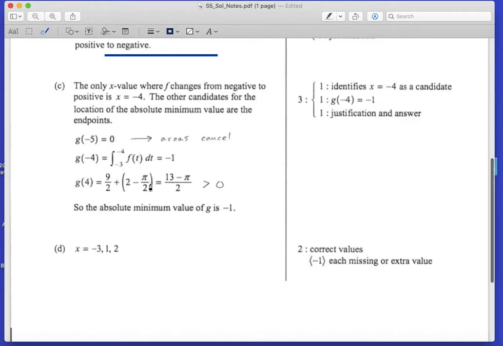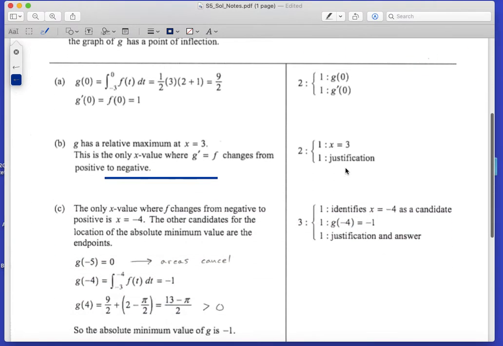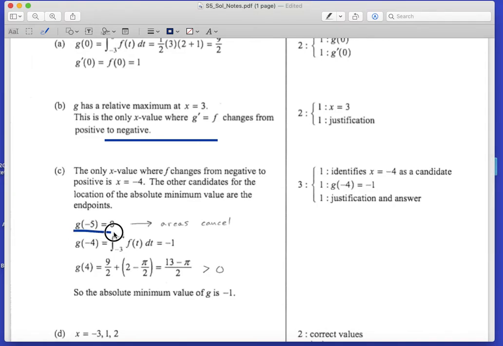This is interesting. g of -5 is the integral from -3 to -5. Let me clean this up a little bit. These areas, we have this area here and that area there, they cancel. But it's interesting to realize that because you're integrating that way, you're going from -3 to -5. This is actually the negative area, and that's the positive area. Never mind, they're congruent, they add to 0. That's why this first integral, or actually this first function value, is 0.